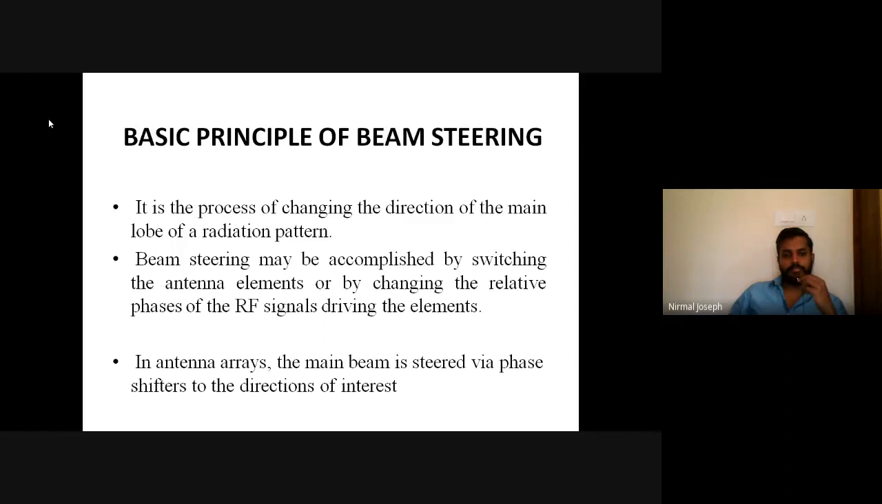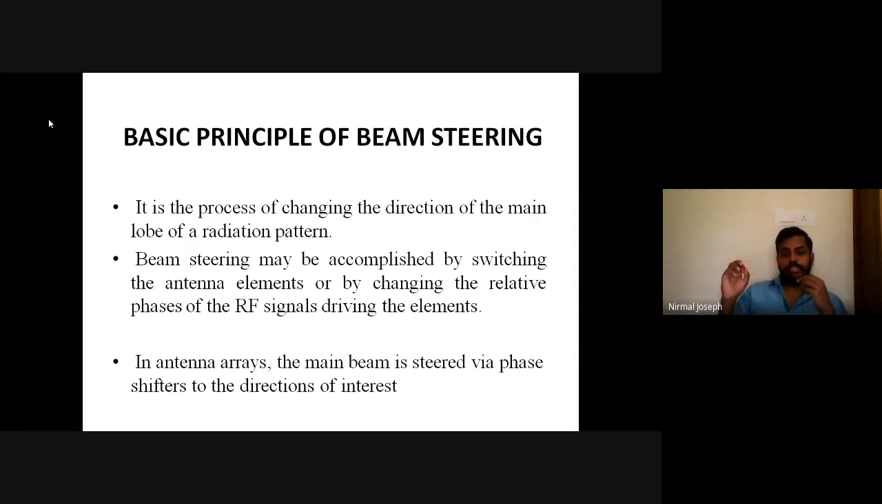driving the elements. Anyway, the frequency we are going to use for a particular set of antennas is the same. Whether it is a broadside case or an end-fire case, the frequency that we are using will be the same. The same frequency signal only we will be feeding to all the elements. So it can be achieved by switching the antenna elements or by changing the relative phases of the RF signals. That is the second thing we are going to address.